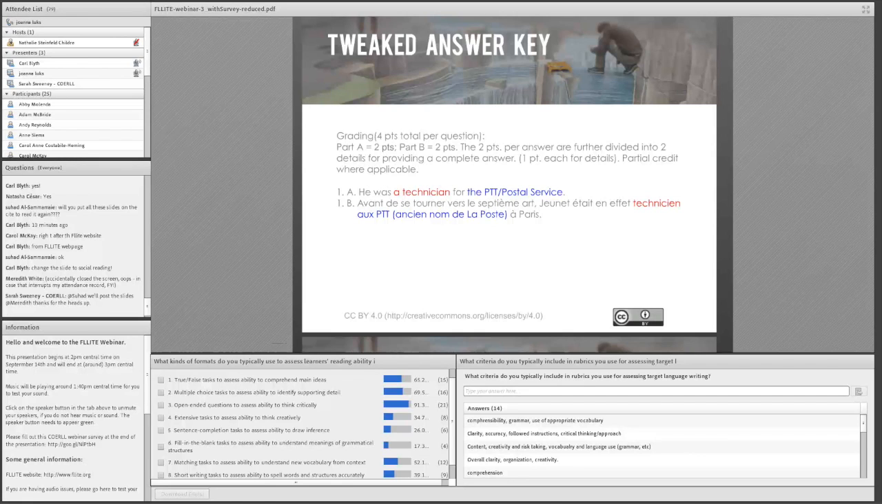So in thinking about your answers to the poll that you gave earlier about your own assessment criteria, after the webinar, think about how you might tweak your assessments and work backwards, of course, from there into how you might tweak your reading tasks. Okay, so we're running out of time.